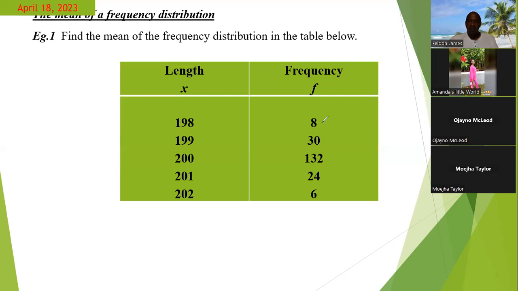So because these values have occurred more than once, we just use the frequency to tell you how many times they occur. But if you were to write these values without the frequency, you would have a longer list in the left column than what we have, because it means that you would have to write the 198 value 8 times. The 199 value, you'd have to write it 30 times, and then you would see that you would have a lot of numbers in the left column.